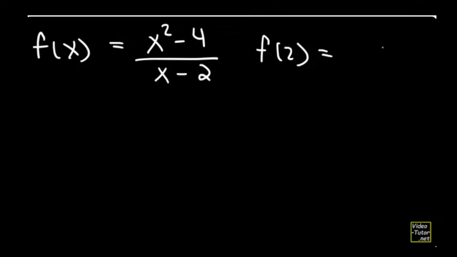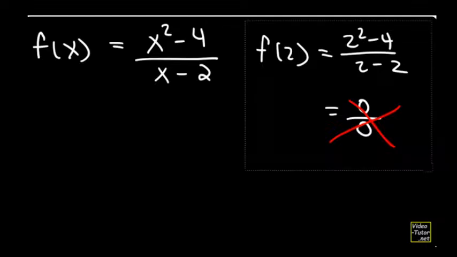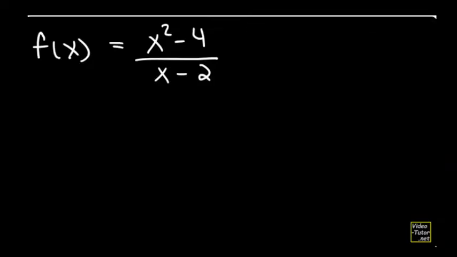Well, let's find out. If we plug in 2, 2 squared is 4, 4 minus 4 is 0, and 0 over 0, what is that? Well, we can't figure this out, so that's indeterminate. Therefore, we can't evaluate the function at x equals 2. And so this is when limits become important. If we can't find the value of the function when x is 2, can we find out what the function will do as x approaches 2?